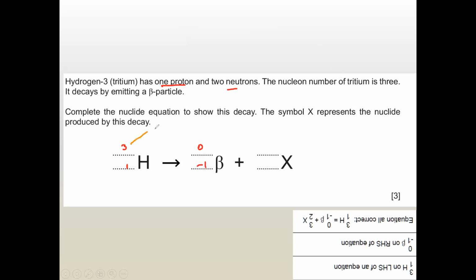The nucleon number does not change. So it will remain 3. And the atomic number increases by 1. So originally it is 1, 1 plus 1, so it will become 2. So the nucleon number has no change, and the atomic number increases by 1.